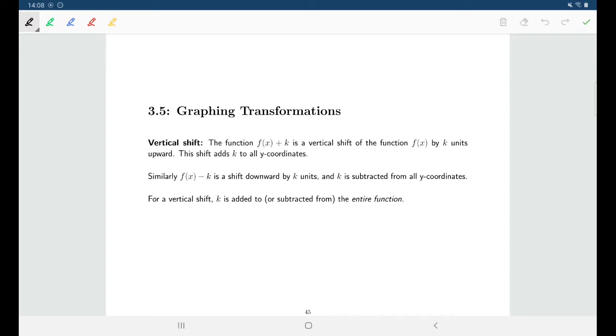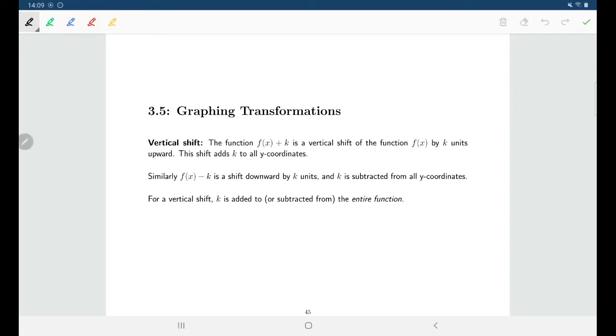So part of this is to be able to recognize the kind of transformation that's going on and then to actually carry out the graphing of that transformed function. So here I'm going to start off by, for all of these transformations, talking about how it could be expressed algebraically, and also what that means for the graph as far as visually, what does the transformation look like, and what does it mean for our coordinates? How are we transforming our x and y points when we carry out that transformation?